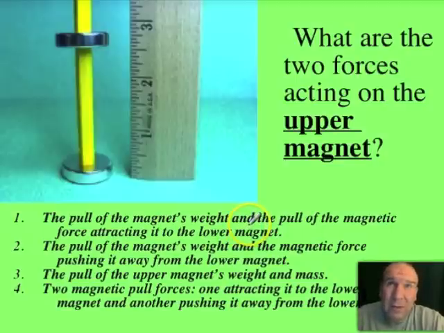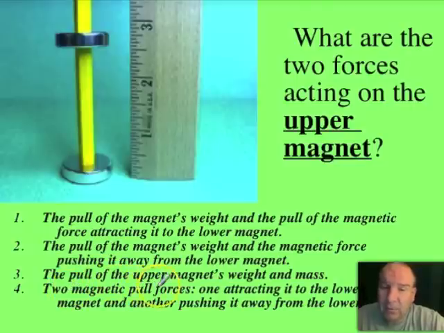So what do you think about this? Yes? No? Okay. Well, sometimes if you don't know for sure, let's skip it for now. How about the pull of the magnet's weight and the magnetic force pushing it away from the lower magnet? How does that sound? Well, if you don't know, let's go to the next one. The pull of the upper magnet's weight and mass. Okay, how does that sound? Let's look at the last one.